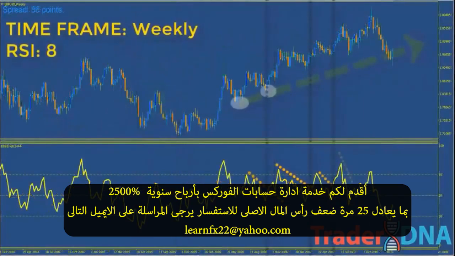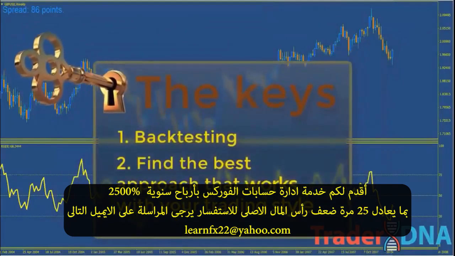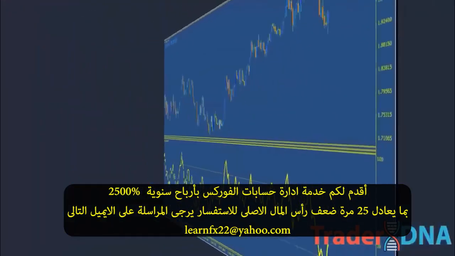Here you could use a lower period on the RSI, which will offer more trend line opportunities, but you could also adopt a less sensitive approach by using a higher period RSI, like the 20 for example. The key is to backtest and find the best approach that works with your trading style.